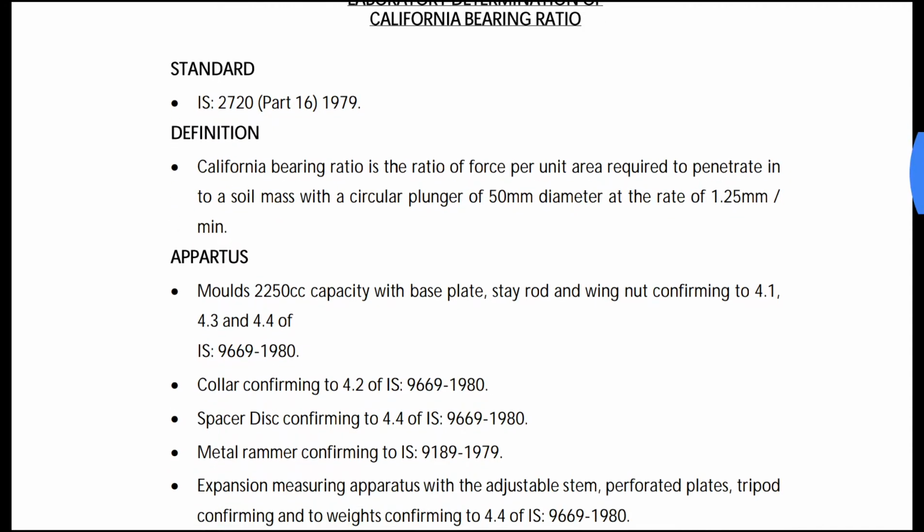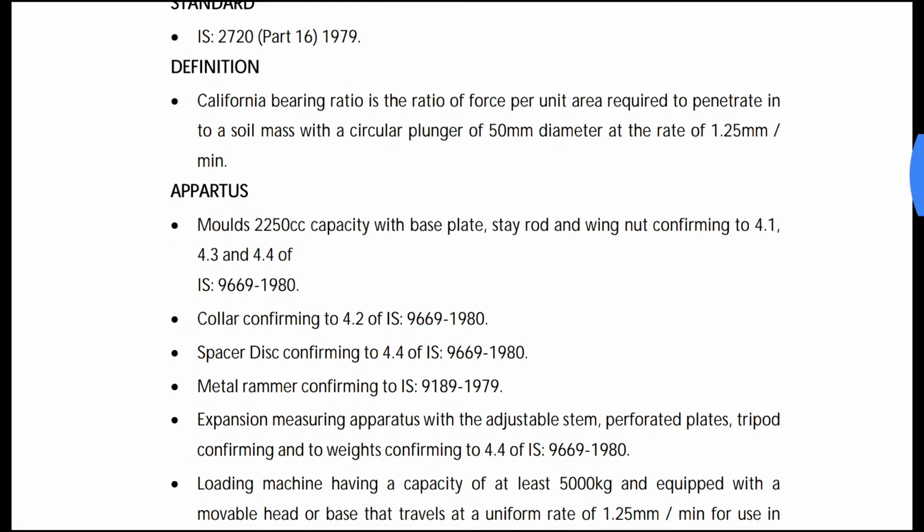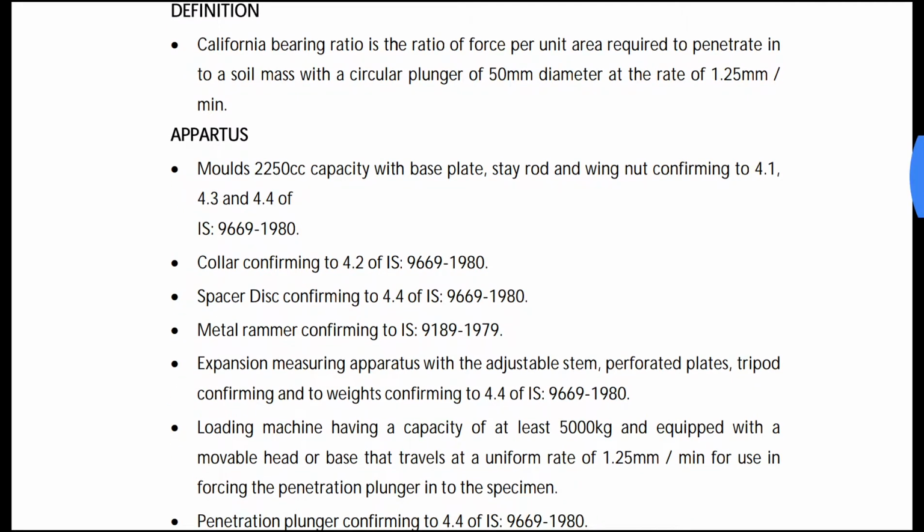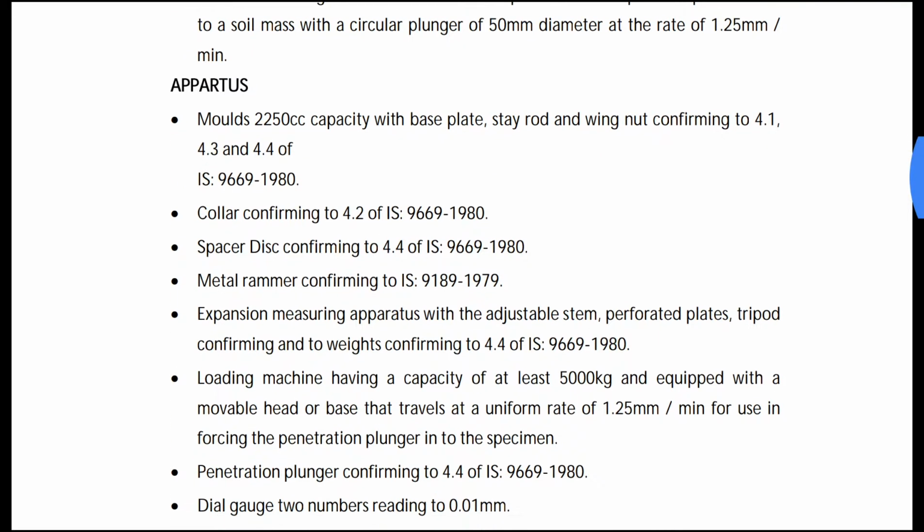So first, the standard IS 2720 Part 16, 1979 definition. California bearing ratio is the ratio of a force per unit area required to penetrate in the soil mass with a circular plunger of 50 mm diameter at the rate of 1.25 mm per minute.